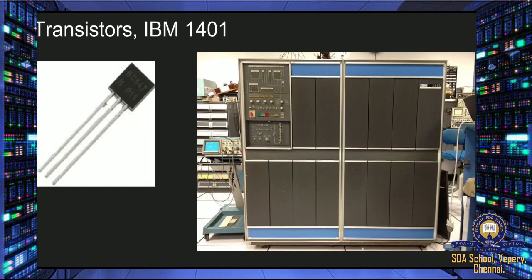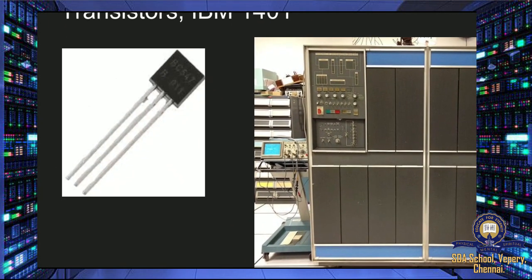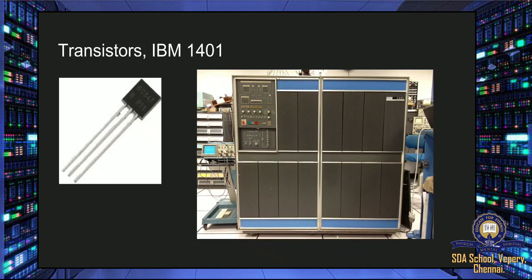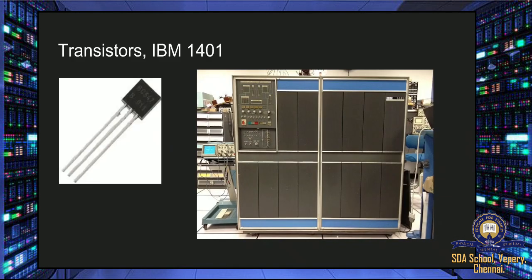This is the transistor. The small picture here is the transistor, and the big picture here is the IBM 1401. This is how the IBM 1401 looked like. Yes, it is of course smaller than the first generation computer, isn't it?